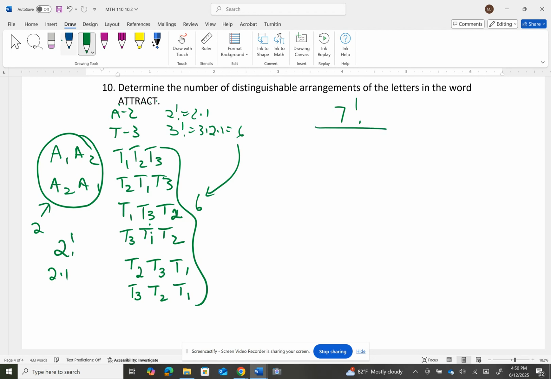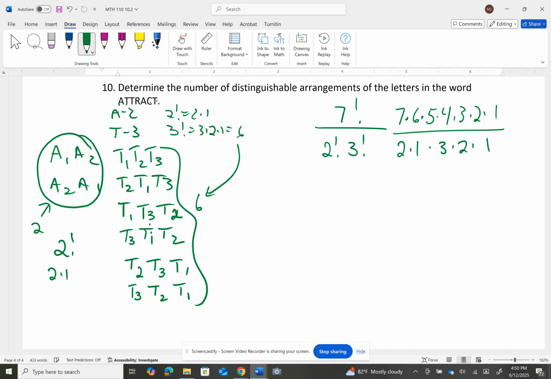Then I'm going to divide by 2 factorial because of the letter A occurring twice, and 3 factorial because of the letter T occurring 3 times. Okay? So the 7 factorial would be 7 times 6 times 5 times 4 times 3 times 2 times 1 all the way down. 2 factorial would be 2 times 1. 3 factorial would be 3 times 2 times 1.